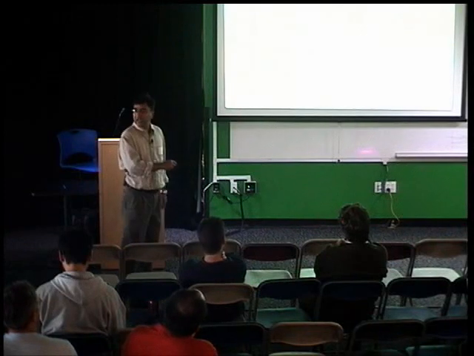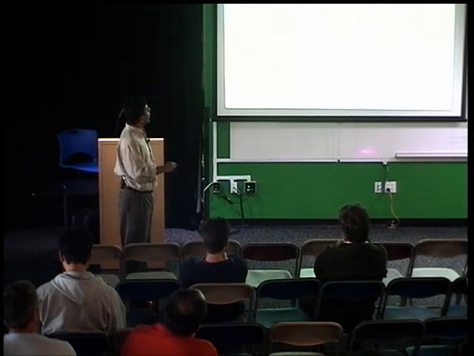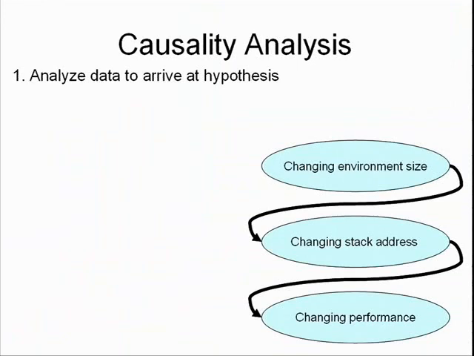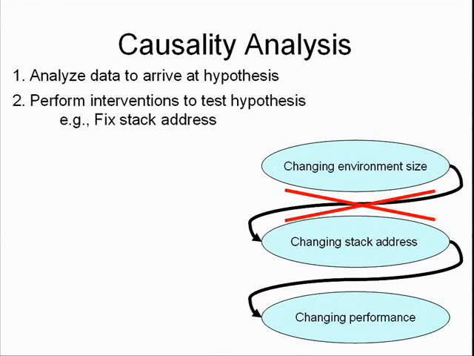So this causal chain says that when you change the size of the environment, it causes a change in the address of the stack, which in turn changes performance. So let's suppose this is our hypothesis. So the next step of causal analysis is to perform an intervention. In other words, you find a link in your causal chain and you break that link.